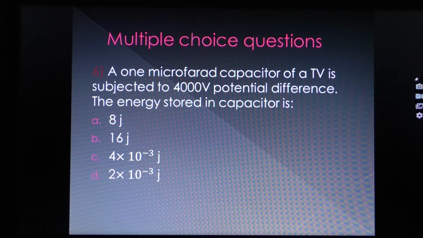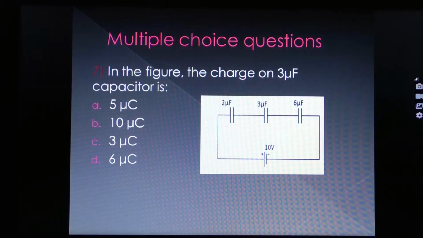Yes. In the previous lecture, that was lecture 8, where we calculated the energy stored in the capacitor, we used the equation U is equal to half CV square. We are going to put the value of C and V there. So after putting the value, we will get the answer, and that would be 8 joules. So option A is correct. Come to number 7.